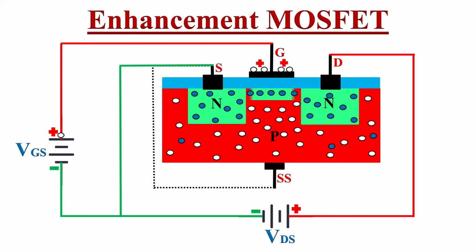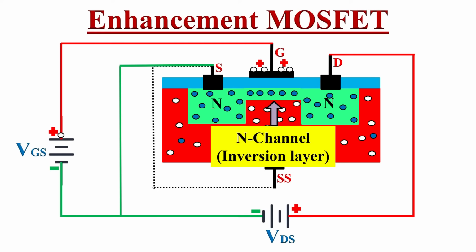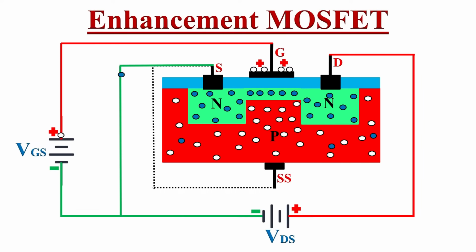This will form a channel of negative charge carriers even inside the P-type substrate. So the inversion layer of free electrons is formed between source and drain, and it connects source and drain with each other internally so that the electrons can move from source to drain. Hence, it will constitute current flow through this channel.